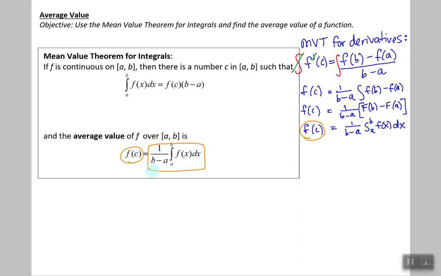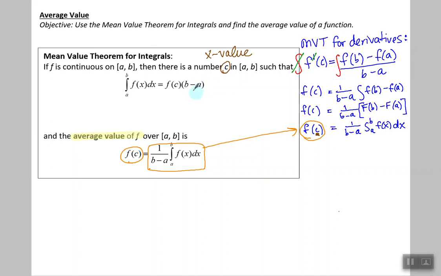Notice this right here is the average value of the function f of x over the interval a to b. The mean value is that c value right there. The mean value theorem for integrals says that if f is continuous on an interval a to b, there is a number c, an x value, such that the integral of f of x dx equals f of c times the quantity b minus a.